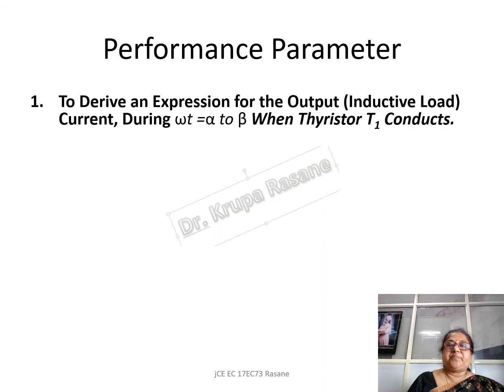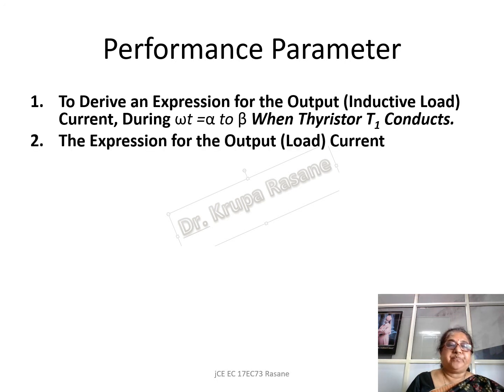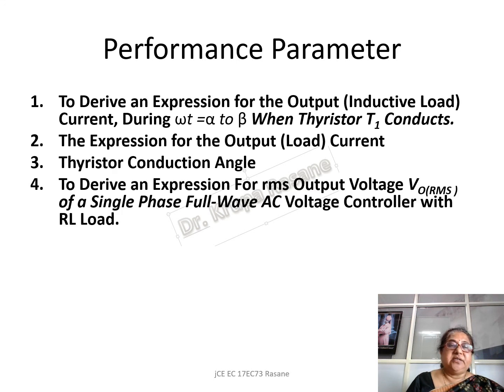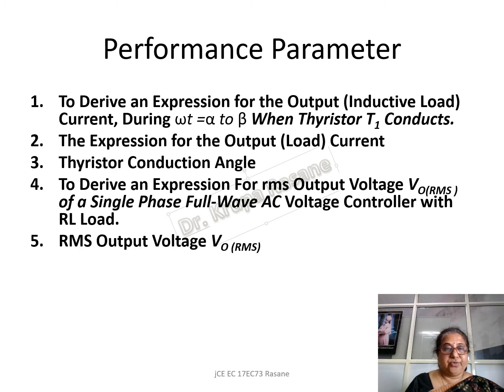Coming to the performance parameters, we'll be looking into the derivation of an expression for the inductive load current during omega t equal to alpha to beta, that is when thyristor T1 is conducting. Next, the expression for the output load current. We'll also find the thyristor conduction angle, and derive an expression for the RMS output voltage V0 RMS of a single phase full wave AC voltage controller with the RL load.